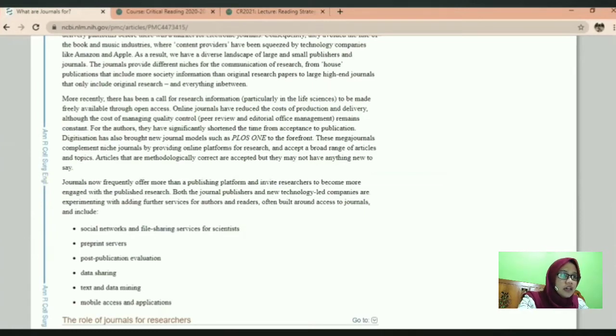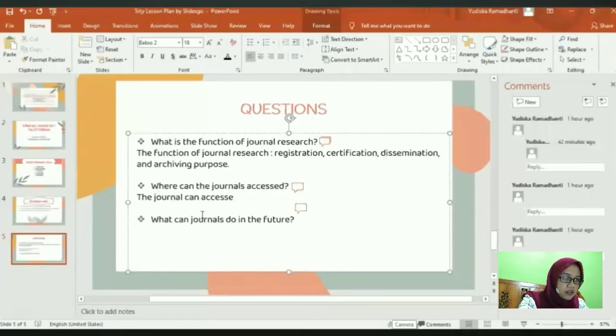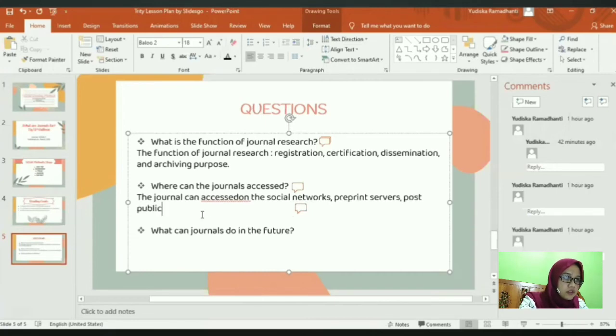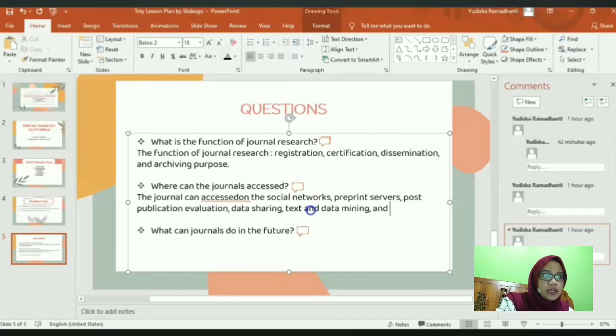The journal can exist on social networks, preprint servers, evaluation, data sharing, text and data mining. So here's the answer to where can the journals exist.